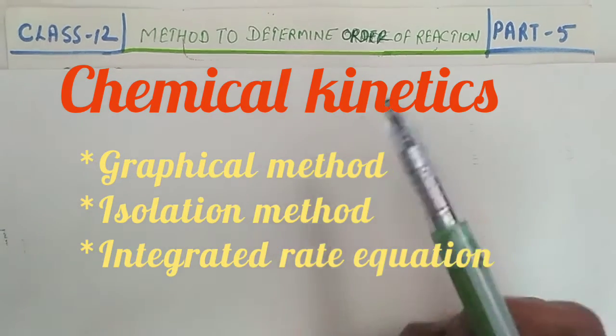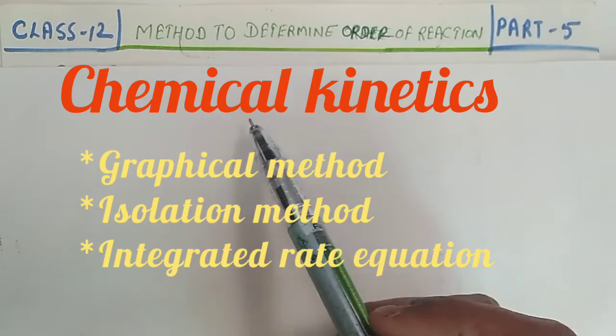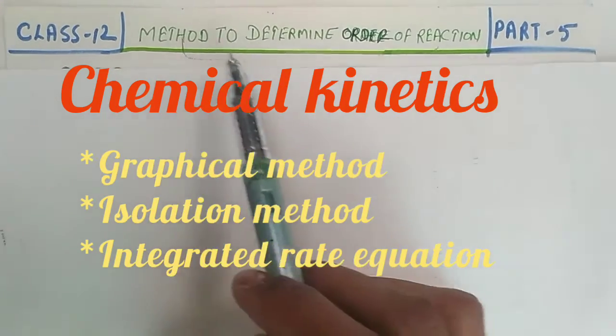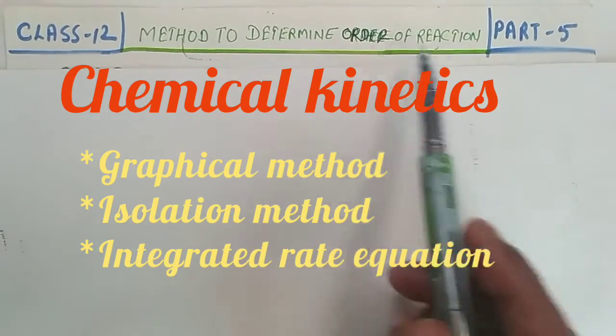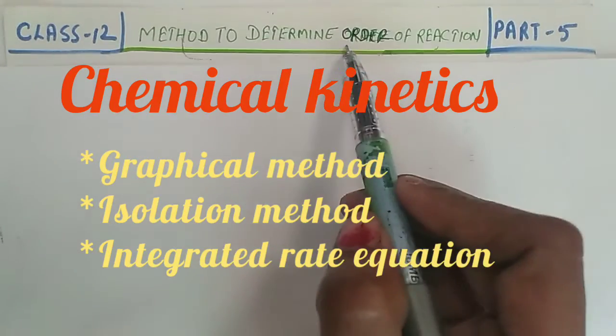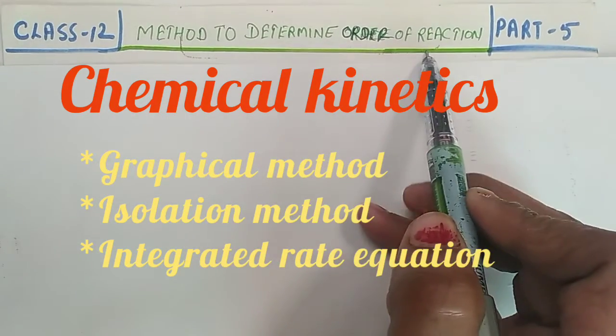We are studying chapter 4, chemical kinetics. In this video we will discuss the methods to determine the order of reaction. First of all, I am revising what the order of reaction is.